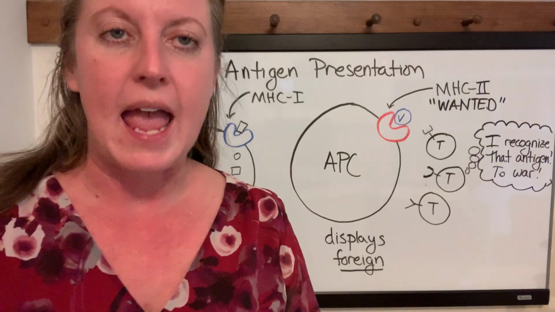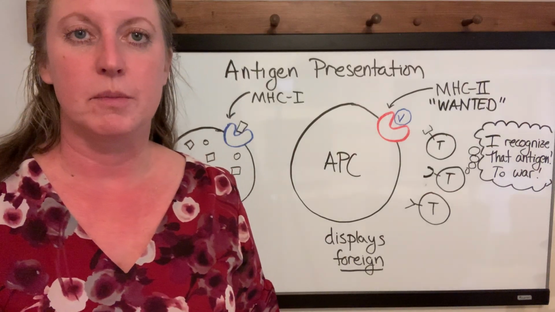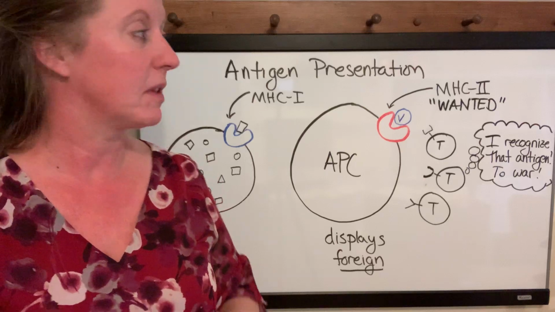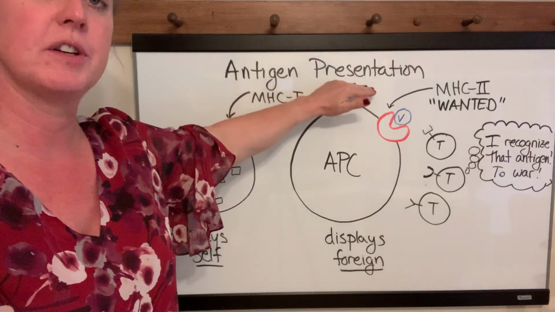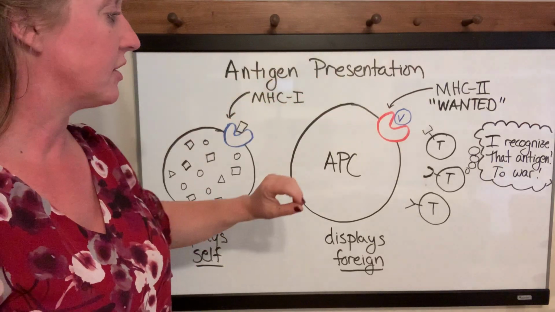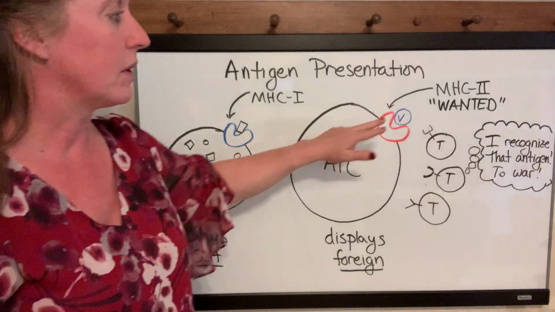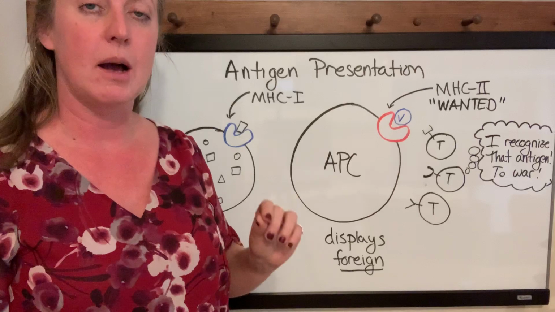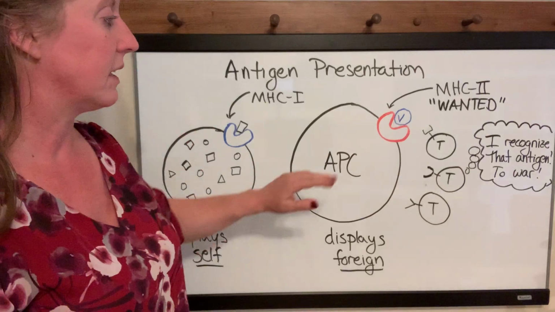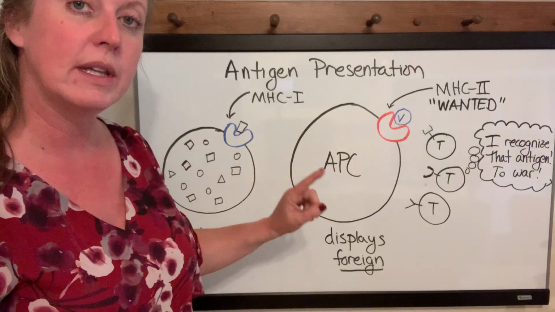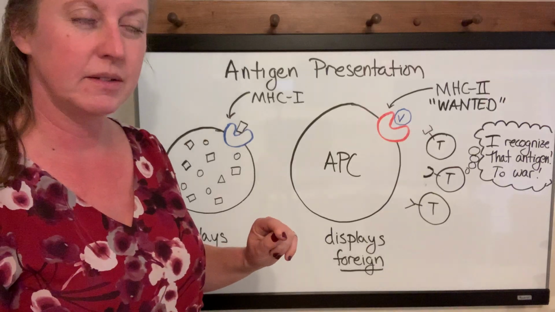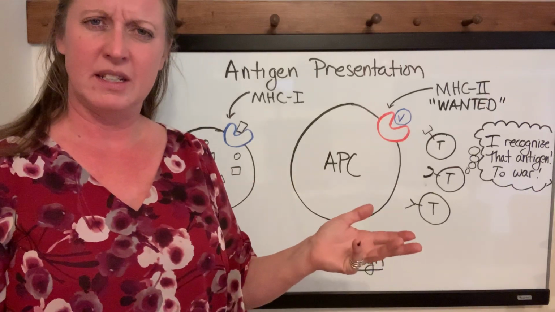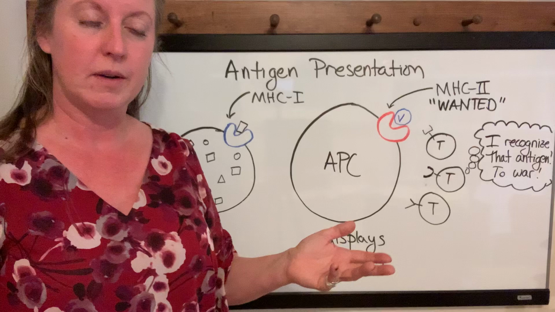Both the training and the response of the specific immune system requires something called antigen presentation. Antigen presentation takes place using what's called an MHC2, or a major histocompatibility complex 2 protein that's found in the membranes only of antigen presenting cells. Now, what are antigen presenting cells? Because we haven't mentioned those before.